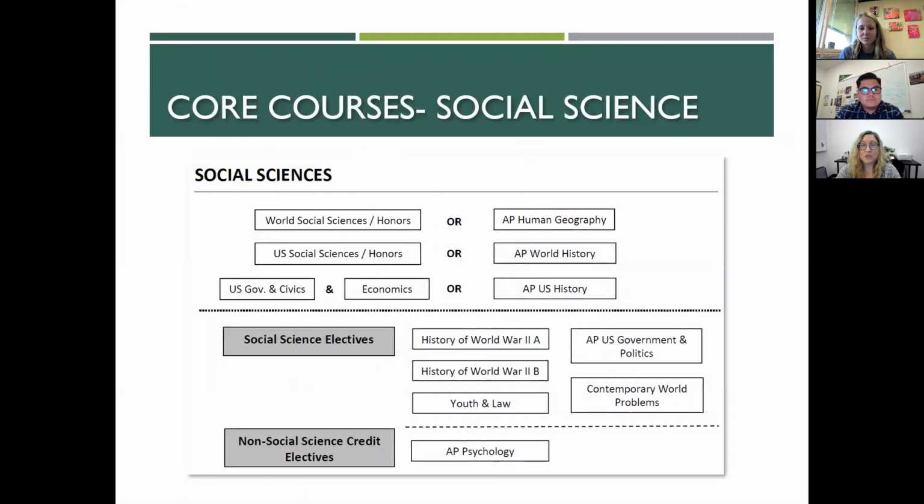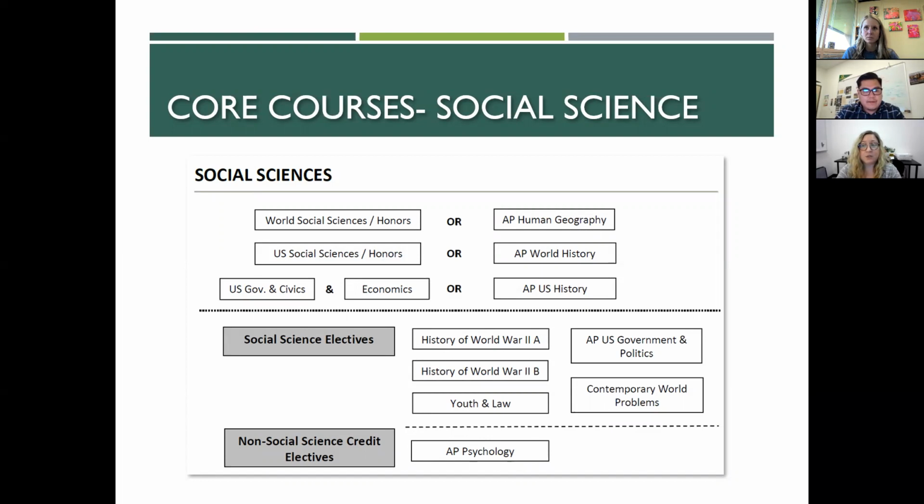So 3 years of social science are also required to graduate, and 3 years is recommended for a four-year college entrance. Each year, you have the choice to challenge yourself with an AP class. For example, sophomores can select US Social Science or AP World History. Freshmen choose between World Social Science and AP Human Geography. Juniors can take either US Government and Civics and Econ, which are each half a year long, making up a year-long class, or AP US History.